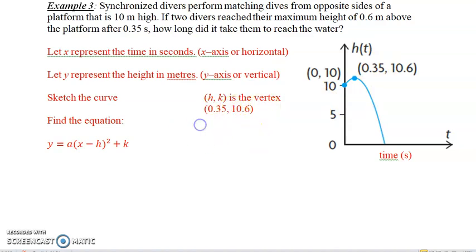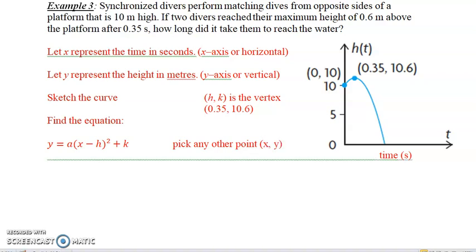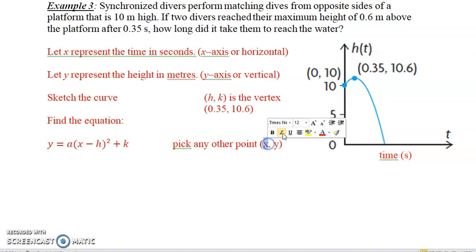Then you can pick any other point, x and y. That'll represent x and y, or you could use time and h of t, whatever you wish. I'll pick the y-intercept. I usually pick the y-intercept if it's available, only if it's available. And we know it's 0 and 10.